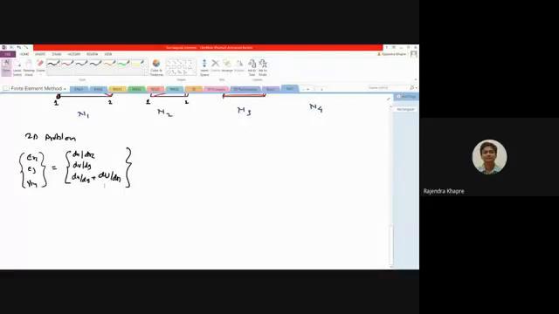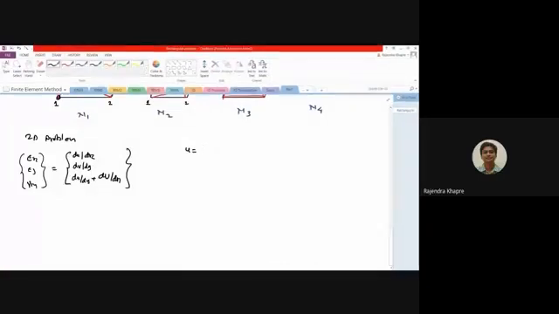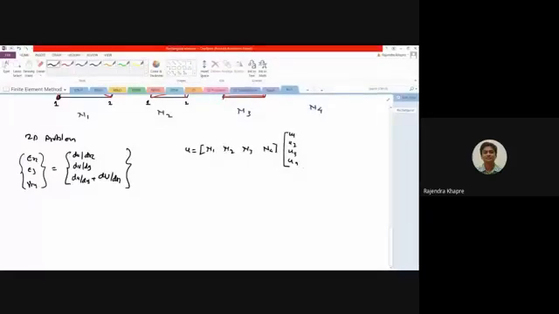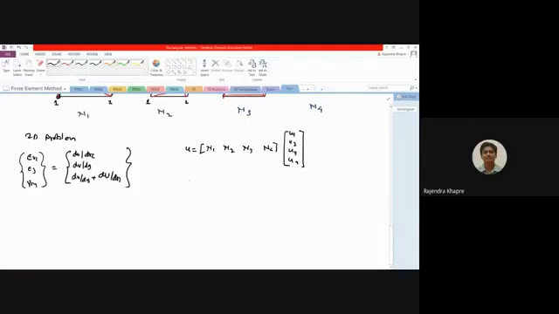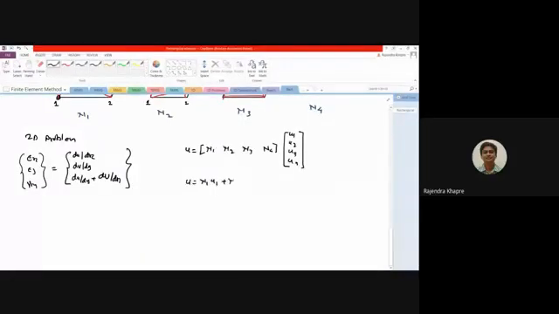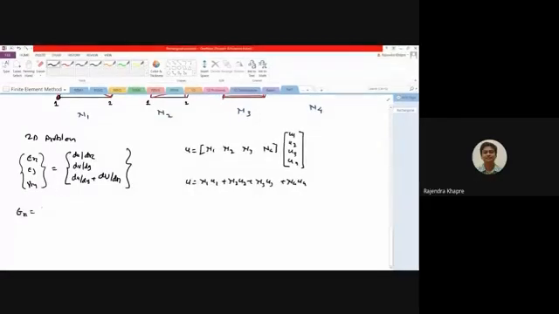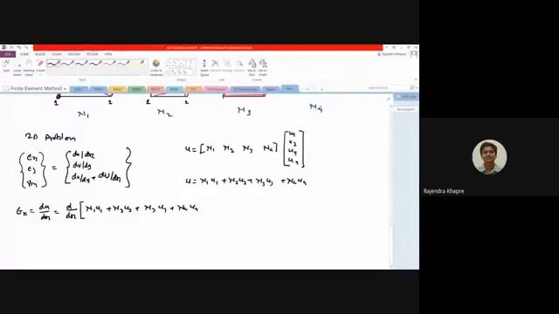Now we have already calculated the value of u. So u is nothing but N1, N2, N3, and N4 multiplied by u1, u2, u3, and u4. In general, you can write u equals N1 u1 plus N2 u2 plus N3 u3 plus N4 u4. Now if I want to calculate epsilon x, which is nothing but du by dx, we write d by dx of N1 u1 plus N2 u2 plus N3 u3 plus N4 u4.